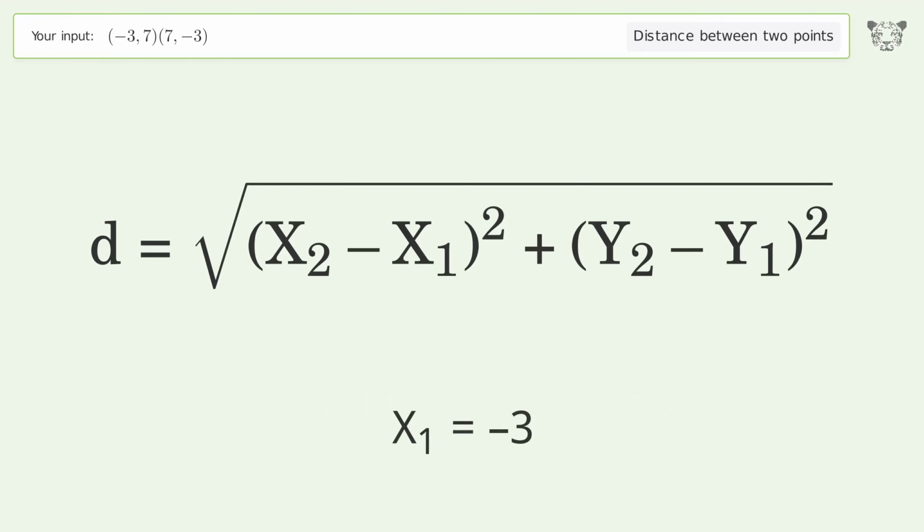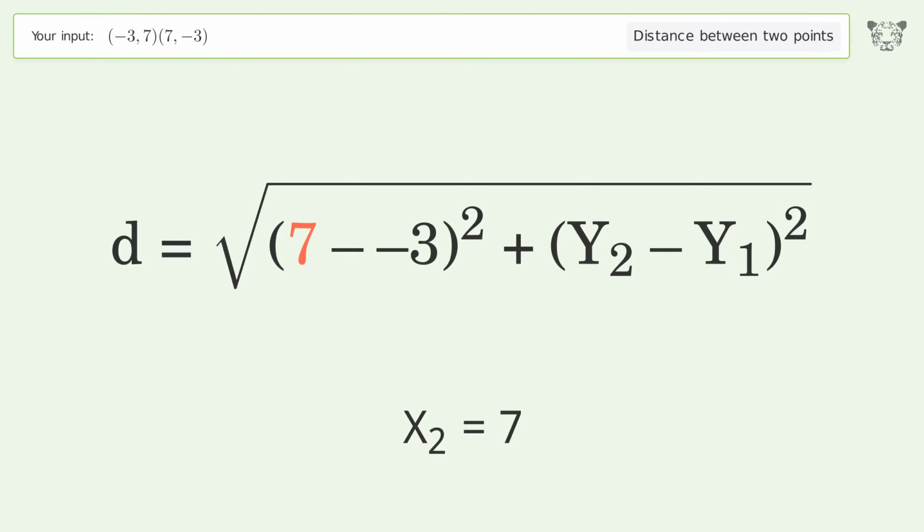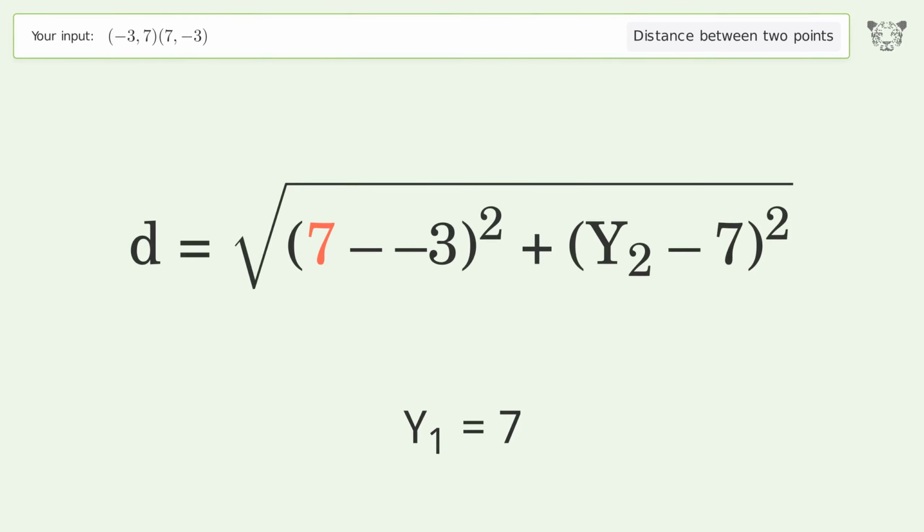x1 equals -3. x2 equals 7. y1 equals 7. y2 equals -3.